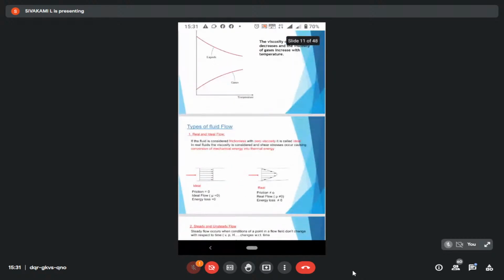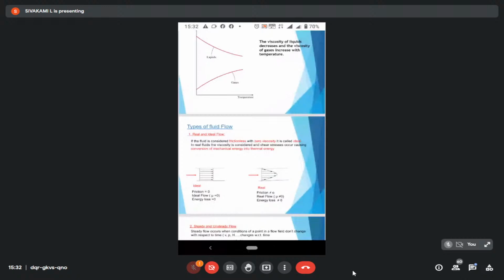Now, let us see some interesting types of fluid flow. We have seen only the different types of fluids, that is the ideal fluid, real fluid, Newtonian or non-Newtonian. Let us see what are all the different types of fluid flow, the pattern of the fluid which flows between parallel pipes or vertical pipes with a boundary or without boundary, or in an open channel.